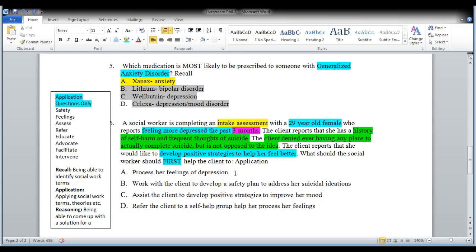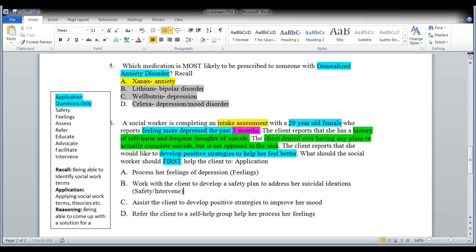So A, process her feelings of depression. We're looking at a feelings option. B, work with the client to develop a safety plan to address her suicidal ideations. We're looking at safety here, as well as intervene depending on what the significance of the symptomology is. C, assist the client to develop more positive strategies to improve her mood. So we're assisting her to do something. So we're definitely going to be looking at an intervene, because the social worker is specifically performing and doing actions. D, refer the client to a self-help group to help process her feelings.